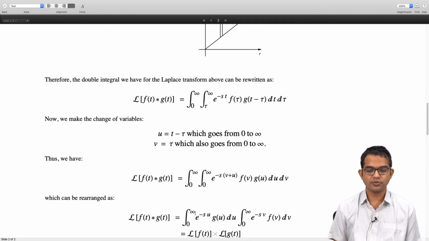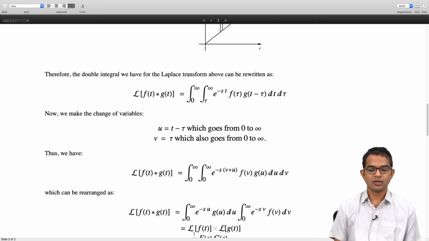So I have 0 to infinity e to the minus su g of u du times 0 to infinity e to the minus sv f of v dv. Which is nothing but the Laplace transform individually of each of these functions, right? So this is the Laplace transform of f and this is the Laplace transform of g, so it doesn't matter in which order I put it.